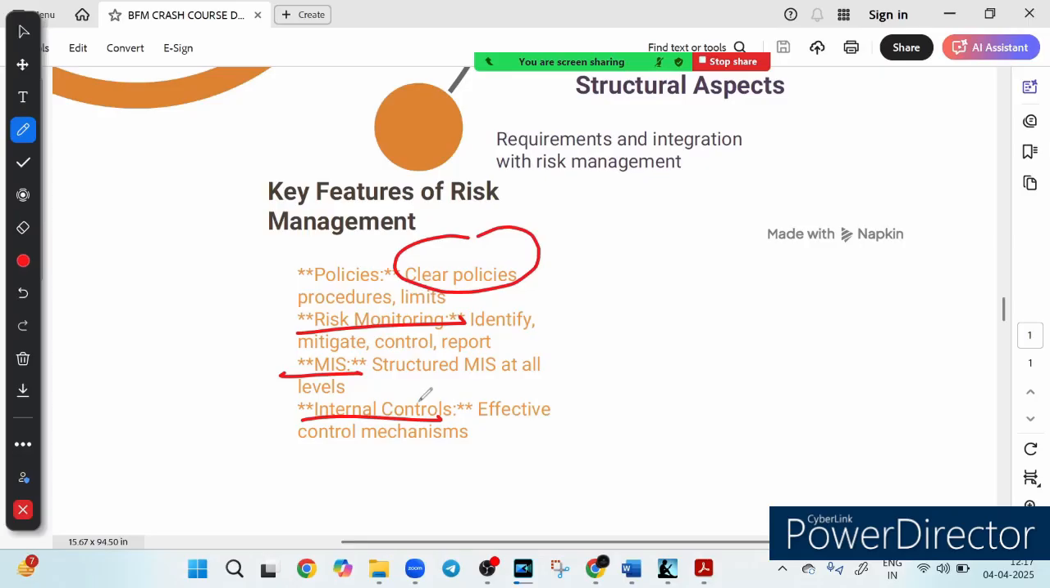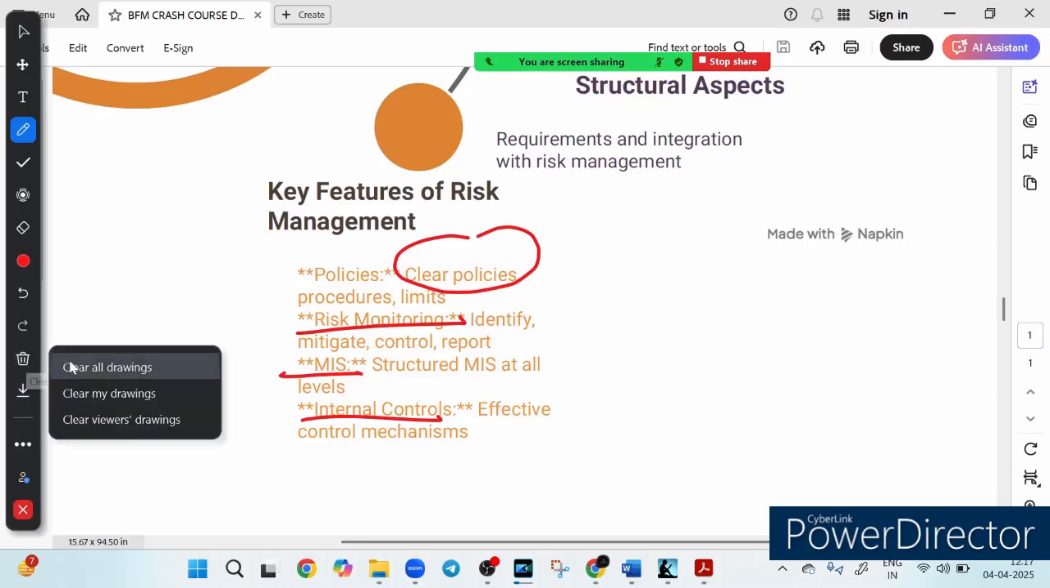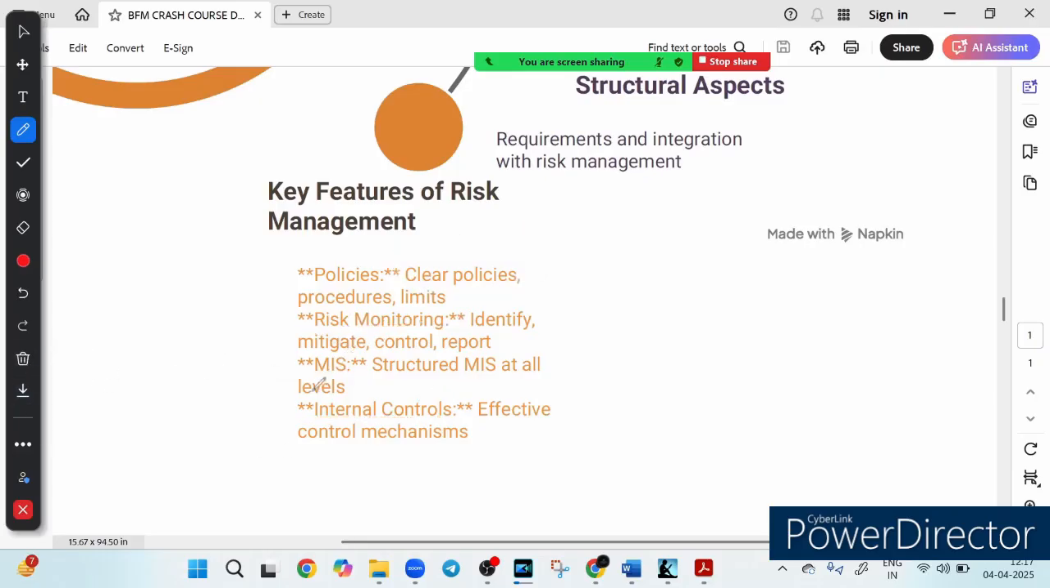So basically these are the structural aspects. For ICAAP to be truly effective, it must be integrated into the bank risk management system through clear policy, risk monitoring, management information system and a strong internal control.